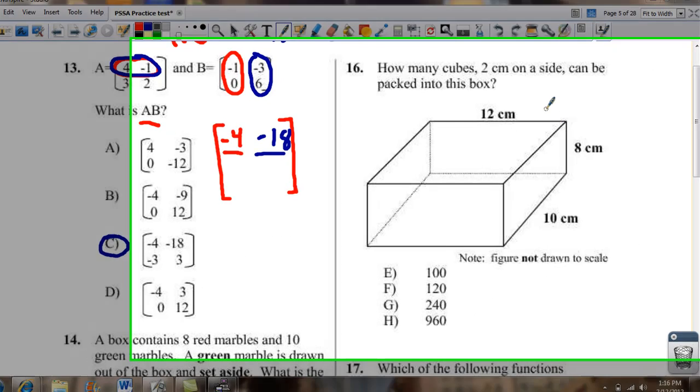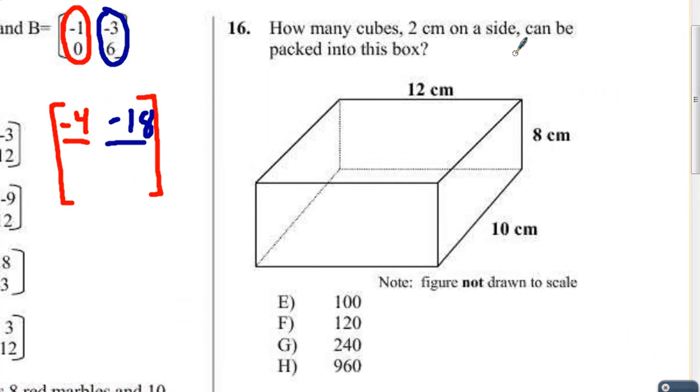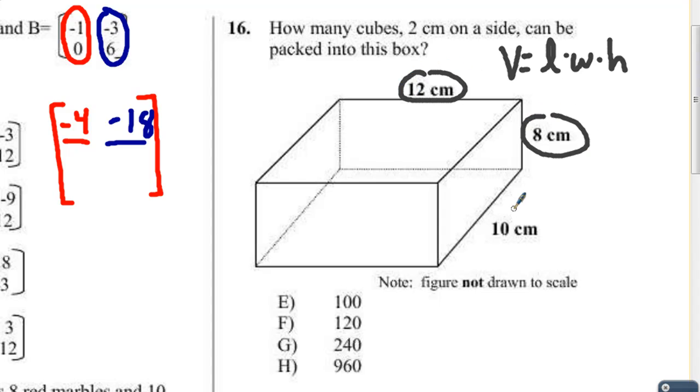Okay, number 16. Be careful with number 16. Number 16 is going to be dealing with the volume of a rectangular prism or a box, which you should know the volume is length times width times height. Now remember, you have a formula sheet that you can always refer to in case you forget some common formulas. Really, what we're going to need to know is the total volume of this box. So multiply all 3 dimensions, all 3 sides of this box together, and you're going to get a volume of 960 cubic centimeters.